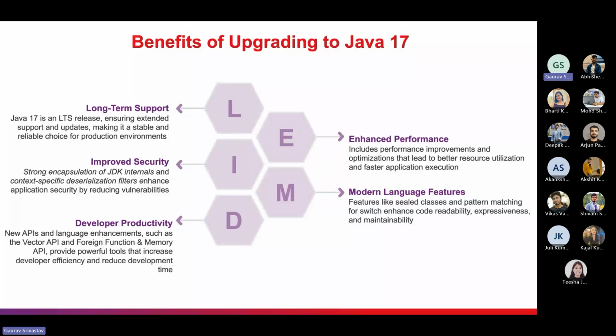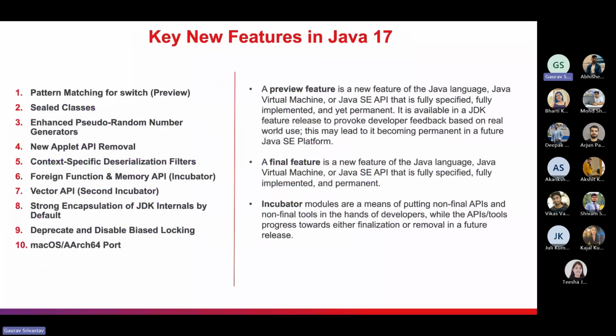Okay, so let's understand one by one. These are the key features we have in Java 17. The first one is pattern matching for switch. Second is sealed classes. The third is the enhanced random number generator. The fourth is the new applet API removal. The fifth is the context-specific deserialization filter. Sixth, we have the foreign function and memory API, and we have the vector API. We have strong encapsulation of JDK internals by default. And we also have deprecate and disable locking.